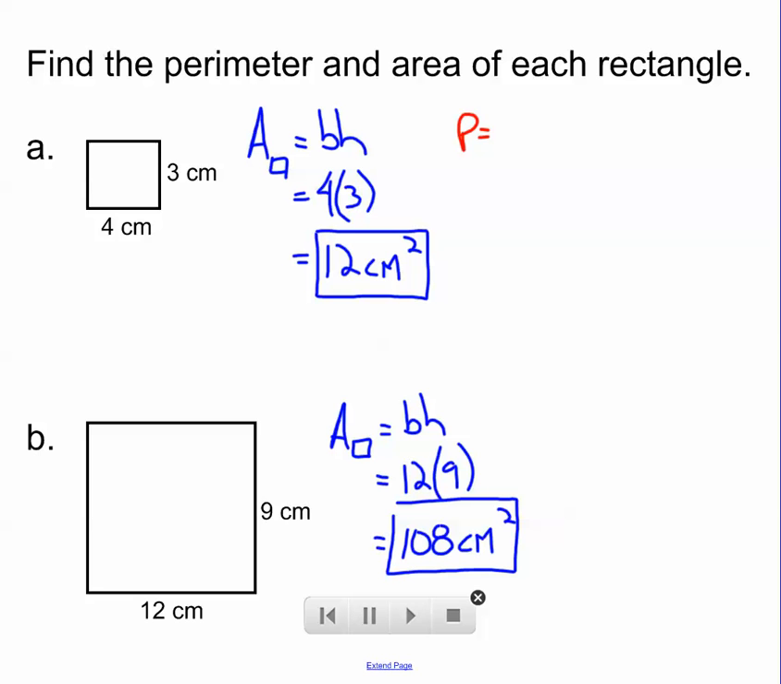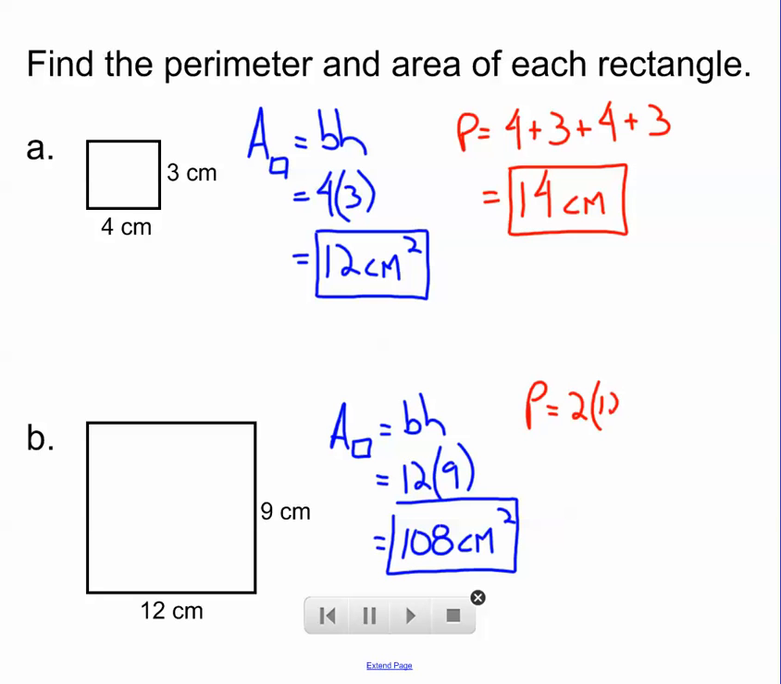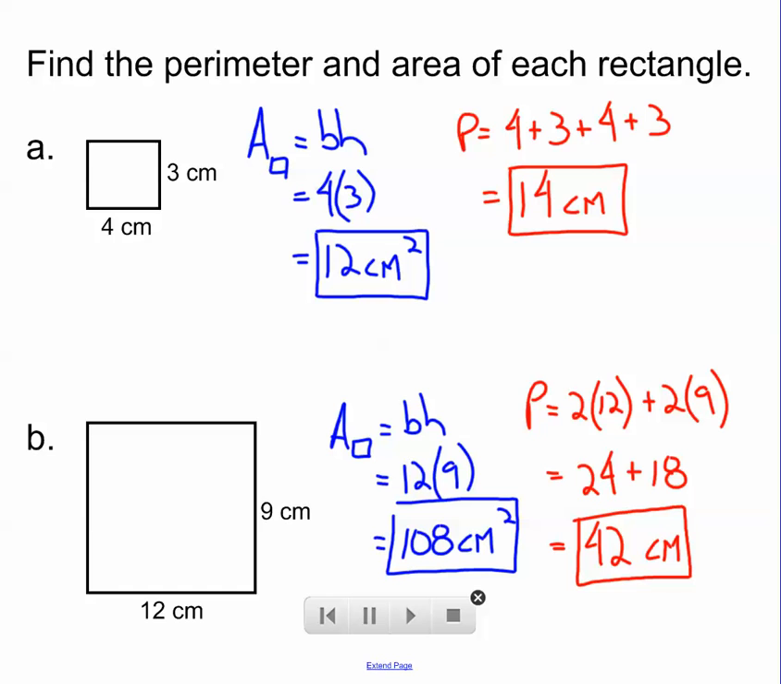Now, as far as perimeter goes, we've got a length of 4, a length of 3, another length of 4, and another length of 3, which adds up to 14 centimeters around this rectangle. And for the second one, we have 2 lengths of 12 and 2 lengths of 9, which is a total length of 42 centimeters. I'm just showing 2 different ways to do perimeter. It doesn't matter which way you do it. This way really only works for parallelograms. This works for all objects.